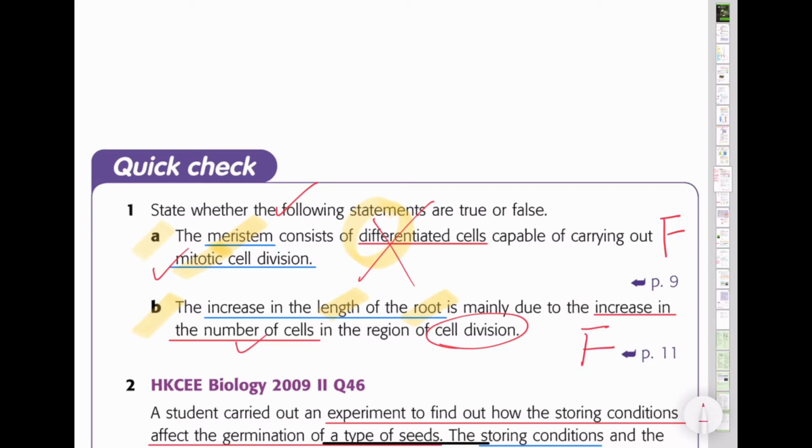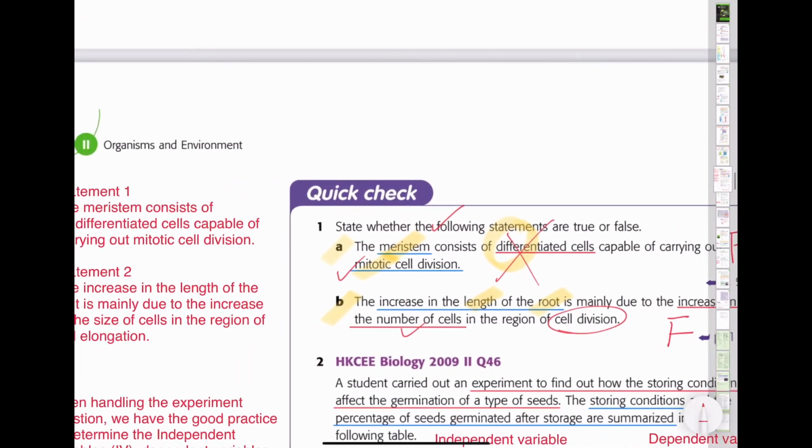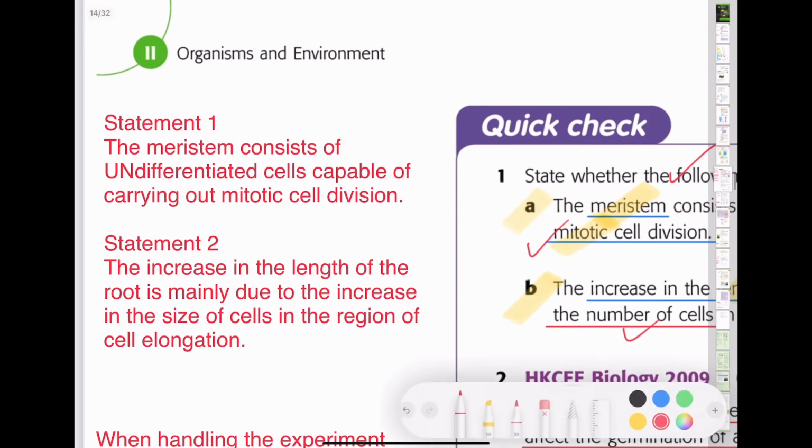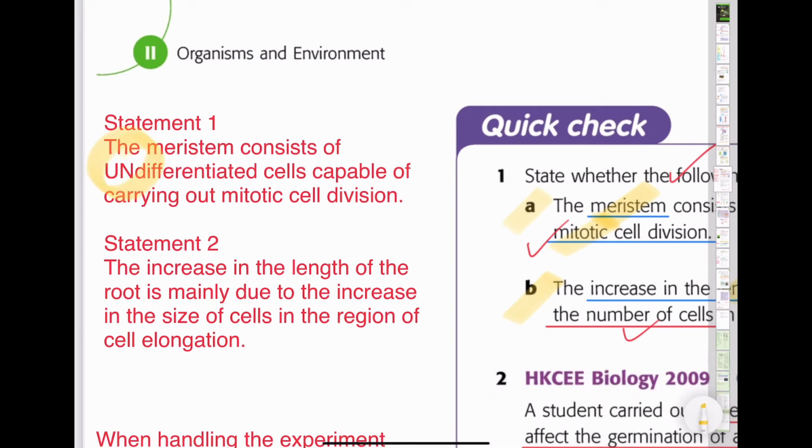How can we correct the statements? You can take a look here. For statement 1, the meristem consists of undifferentiated cells capable of carrying out mitotic cell division. For statement 2, increase in length of the root is mainly due to increase in the size of the cells in the region of cell elongation. That's the concept we need to clarify in these two true or false questions.